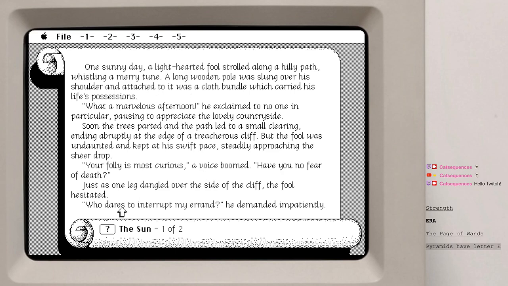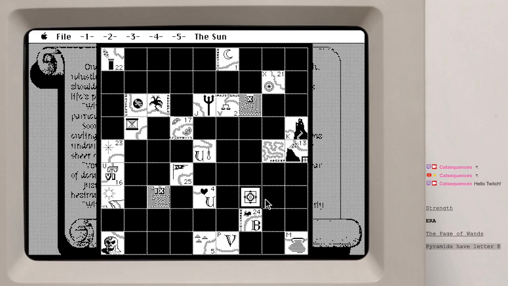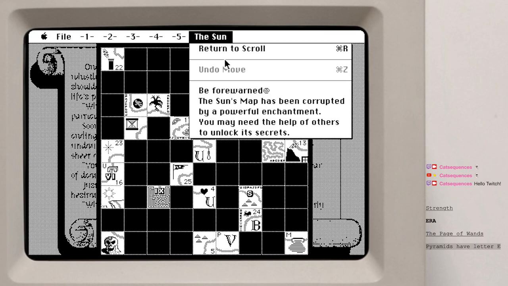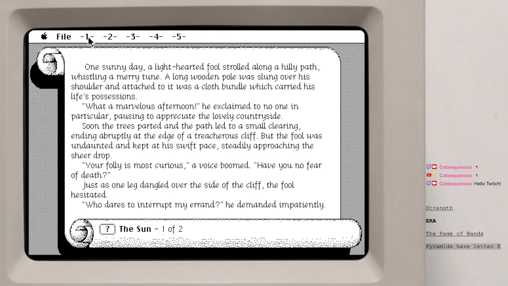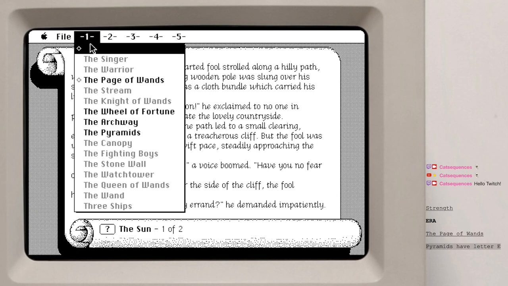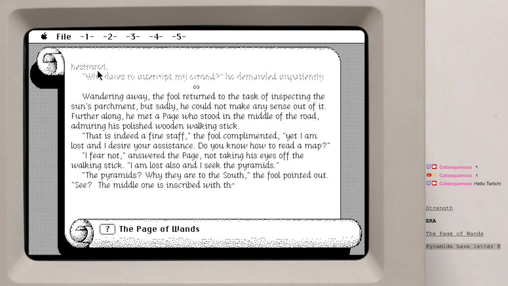Okay. So let's have a look at this one. Oh, that's got pyramids with an S on it. There are pyramids there with just the number 5 on it. Interesting. Well, I think I can work out the mazes now. I know about those. And obviously the sun is where you start off. Alright. I kind of don't want to do it until we've got a few in a row, like the first 3 in a row or something. But let's go for the page of wands.